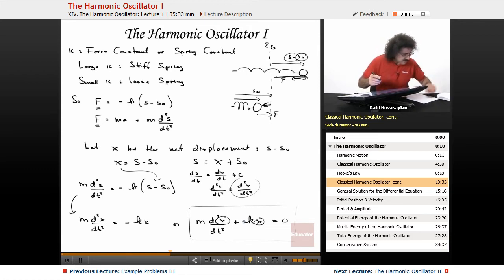Okay. When we find x of t, it's going to tell us, at any time t, exactly how far this mass is from the equilibrium position. Where is it? That's what we're doing. So this is the differential equation we solve.